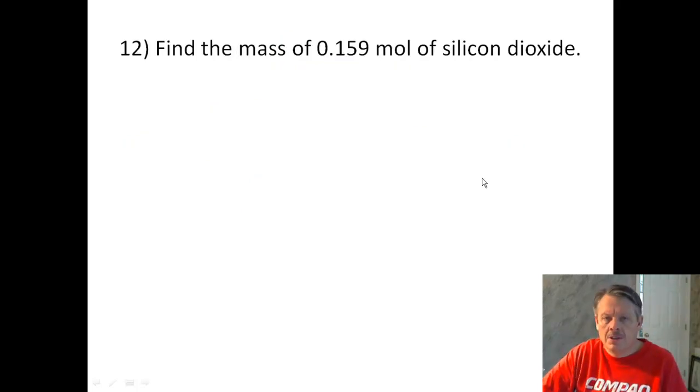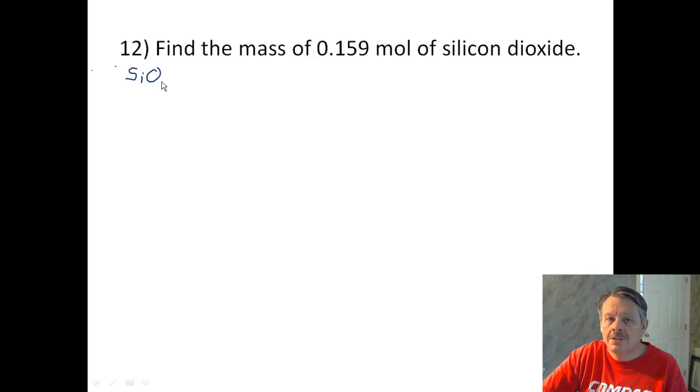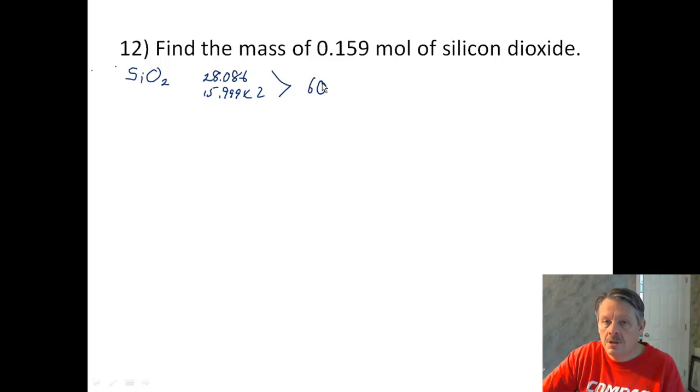All right, number 12, find the mass of 0.159 moles silicon dioxide. So for silicon dioxide, I have to figure out what its mass is. Silicon dioxide, it's covalent. So silicon is 28.086. Oxygen is 15.999 times 2. I add those up and I get 60.084 grams of silicon dioxide per mole of silicon dioxide.